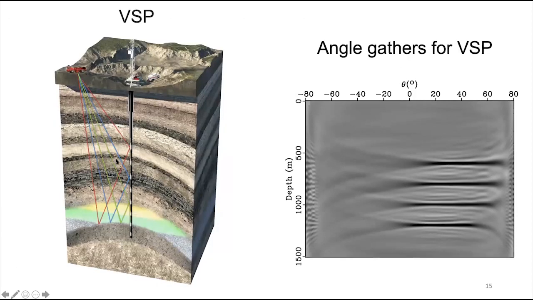This is the recap of the cartoon illustration of the VSP survey. It is obvious that only one side of the receiver line is illuminated by source receiver pairs. This is the reason why only positive angles show up in the angle gathers in the right part.